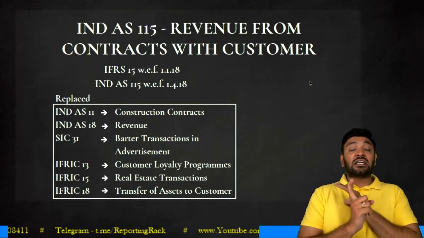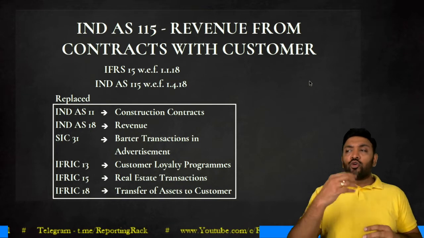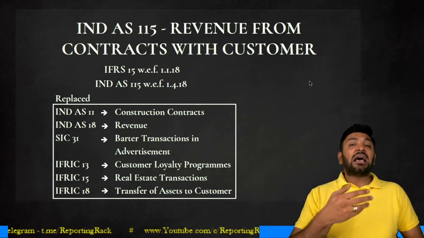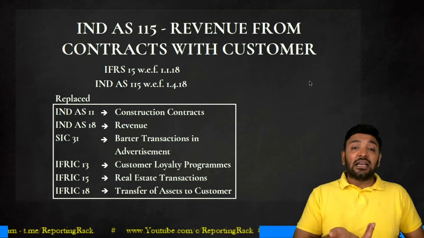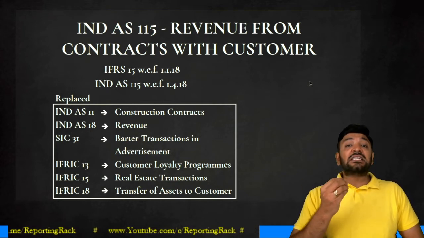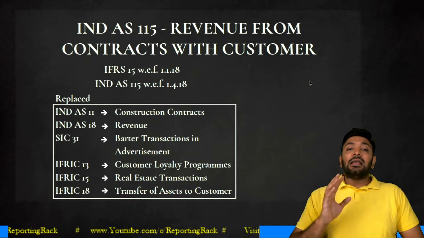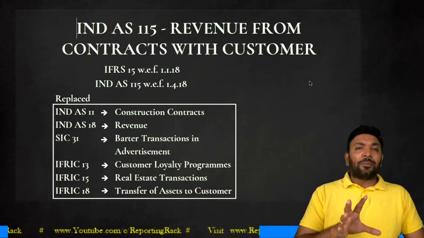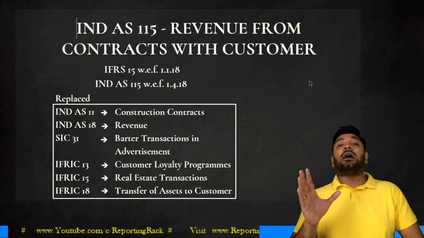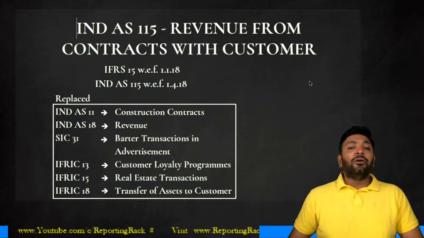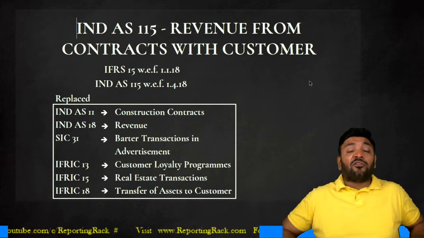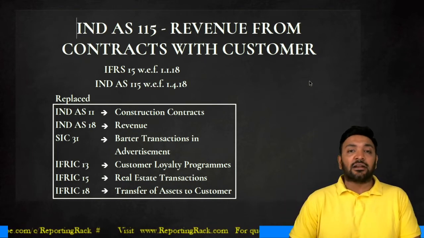IFRIC 13 talks about customer loyalty programs. You go to Shopper Stop or Lifestyle, they'll give you some points. These are for recurring customers, who can actually redeem those points. These are called customer loyalty programs. IFRIC 15 talks about real estate transactions. They are generally of a typical nature because they have a longer period than a normal contract. And lastly, transfer of an asset from the customer. This is dealt with in the form of consideration payable to the customer.